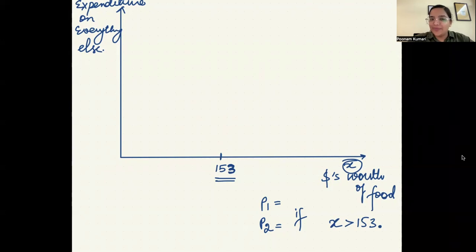Because the price of expenditure on food and the price of expenditure on everything else, once you are out of the scheme, both are 1 and 1. Nobody is subsidizing your food. Nobody is subsidizing your food.